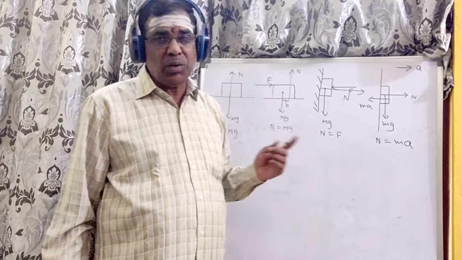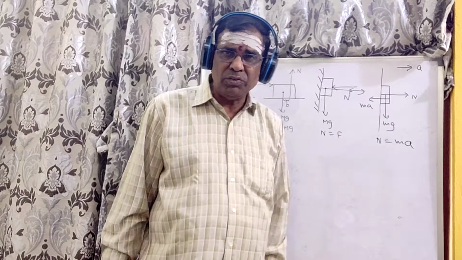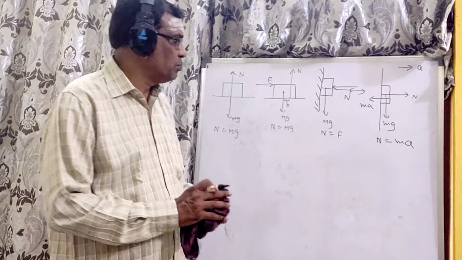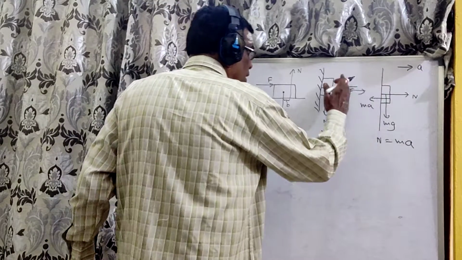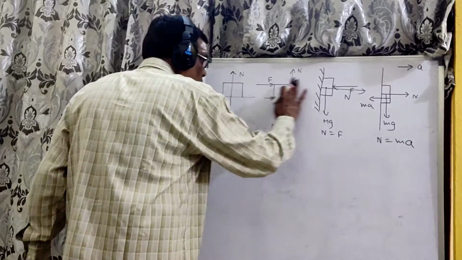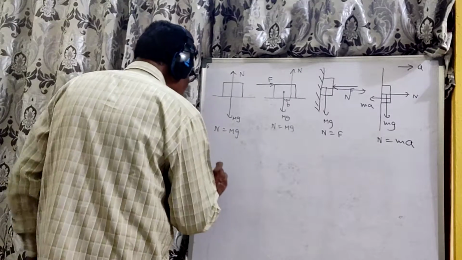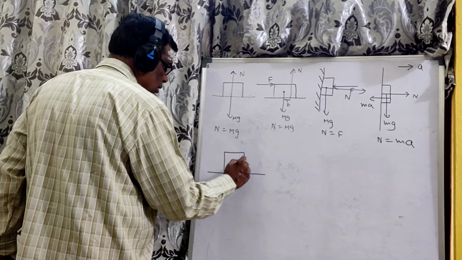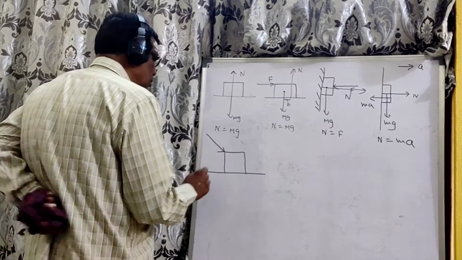Now they may ask you to draw FBD in inertial frame. Then you should not write pseudo force. Okay? So N is equal to ma. You got this point? Right. So I've taken a vertical surface moving, vertical surface fixed, horizontal moving we have seen. Okay? Now I go to the surface, horizontal.